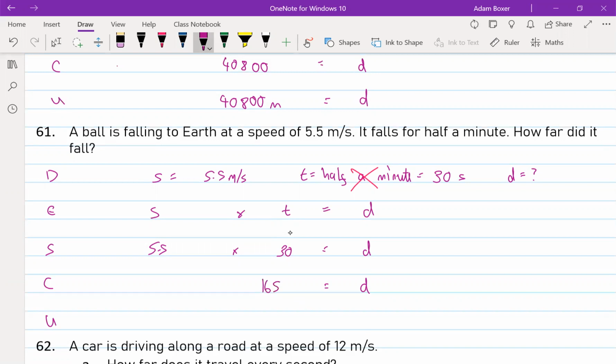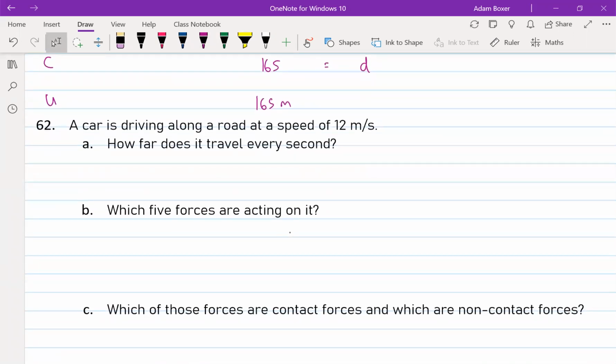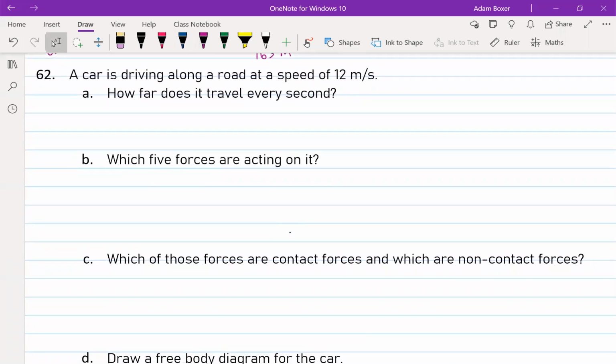And that gives me 165. And my unit is meters. Outstanding. Now these questions moved away from the equation for a bit and took you back to other knowledge. It's really important that we keep revisiting everything that we've learned and we don't just get sucked into one topic and forget everything that we've learned before.